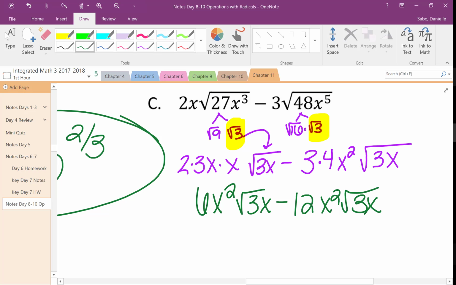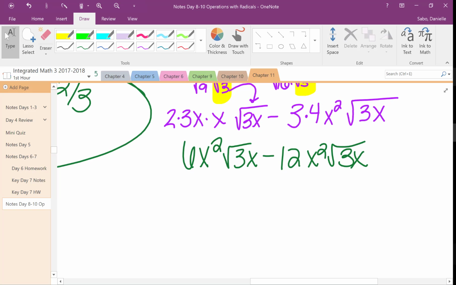Now, are they exactly the same? Are you sure? Yeah, I have an x squared and a square root of 3x on both of them. Now we can actually do some math. We can now combine them, and I'm going to highlight what I'm combining.